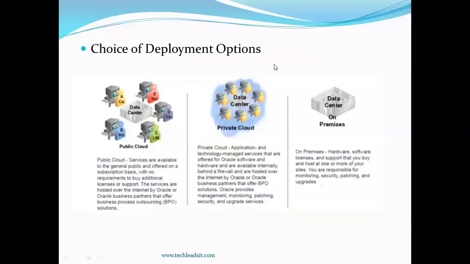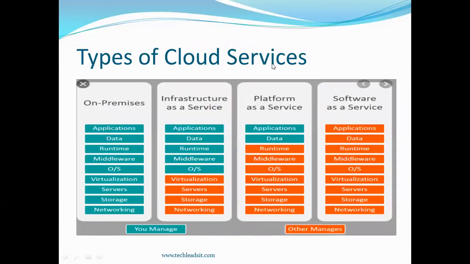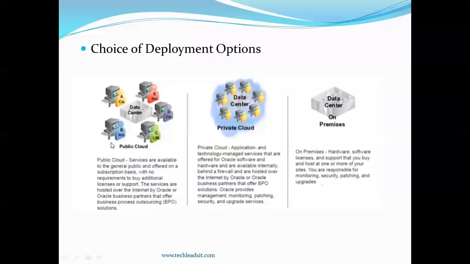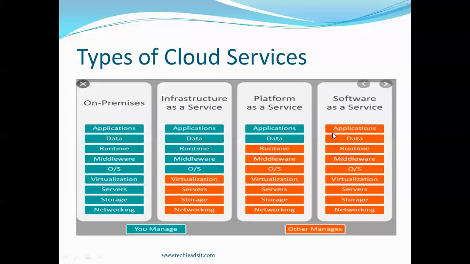Yeah, moving on to this glance, we have types of cloud services. Here, public cloud is what we call the SaaS service model, private cloud we call PaaS, and on-premise we call on-premise. If you see here, public cloud is nothing but software as a service. All the infrastructure services like applications, data, runtime, middleware, servers, storage, and networking are completely owned by Oracle itself. There is no involvement of the organization.